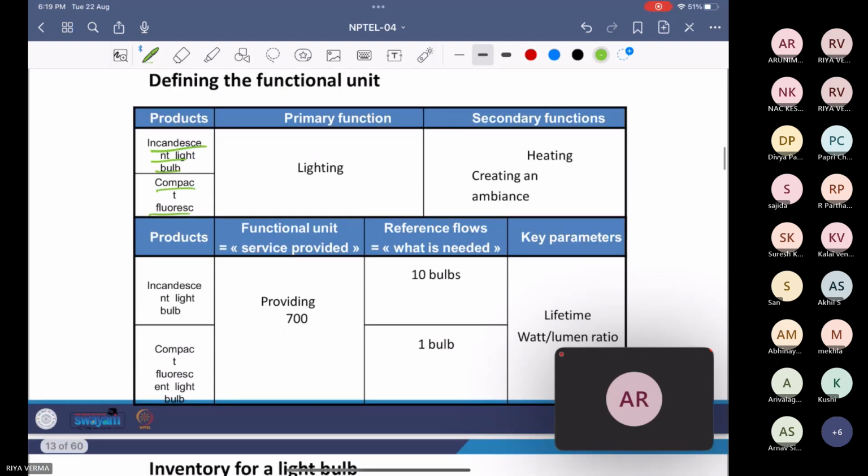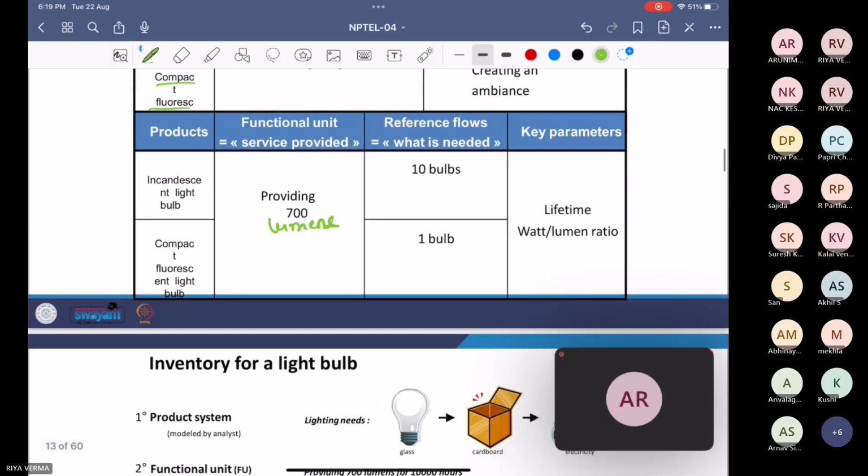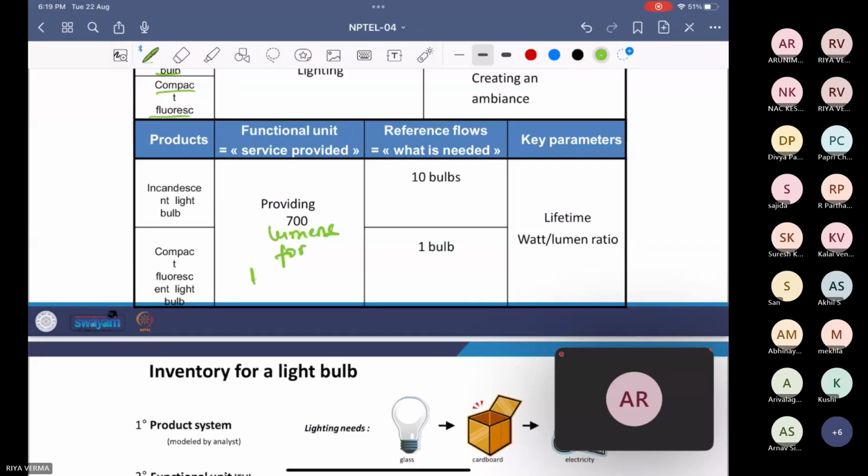Now we understood the primary function. Now what will be the functional unit? The functional unit will be the service provided. So it will be providing 700 lumens for a certain amount of time, like for 10,000 hours. Now we have defined very clearly the functional unit, and it would be the same for both the products.